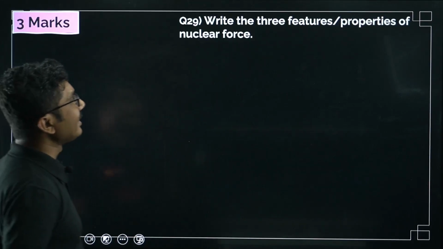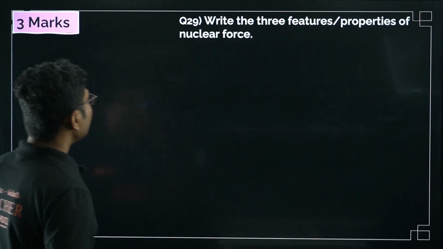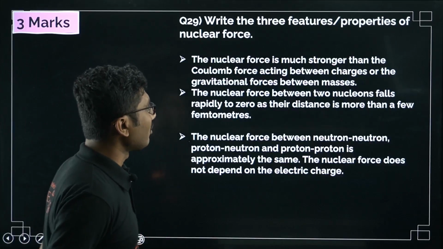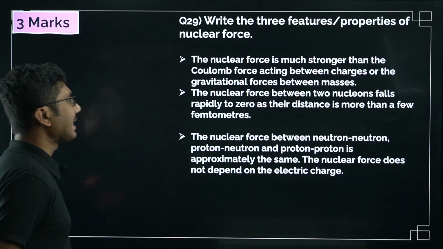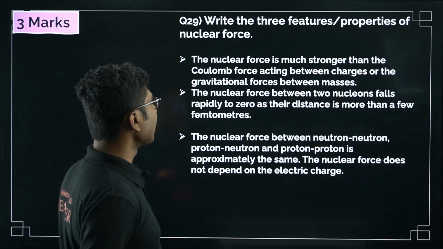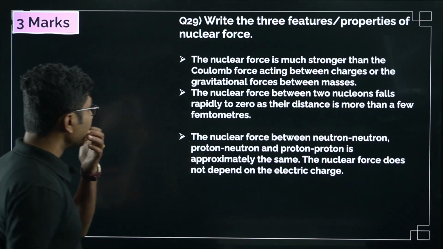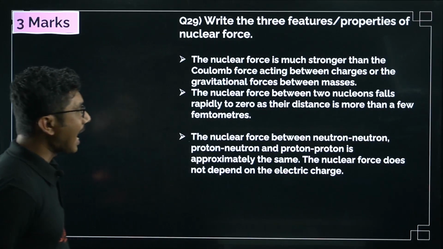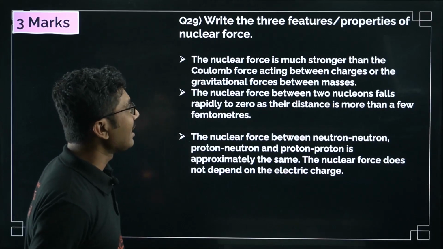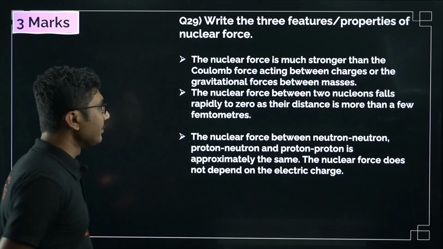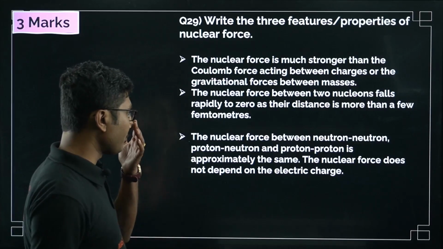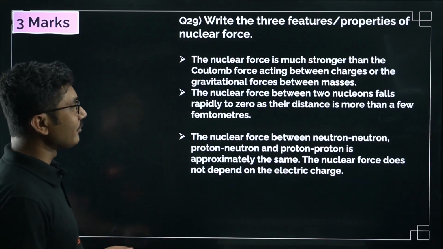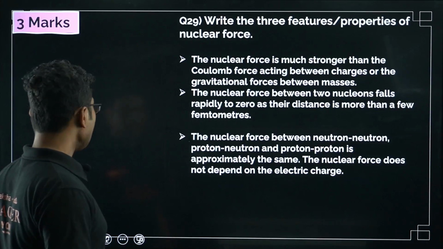Next, write 3 features, properties of nuclear force. So nuclear force is much stronger than the Coulomb force acting between the charges or the gravitational force between the masses. The nuclear force between two nucleons falls rapidly to zero as their distance is more than a few femtometers. Nuclear force between neutron-neutron, proton-neutron and proton-proton is approximately the same. That is, the nuclear force does not depend on electric charge.